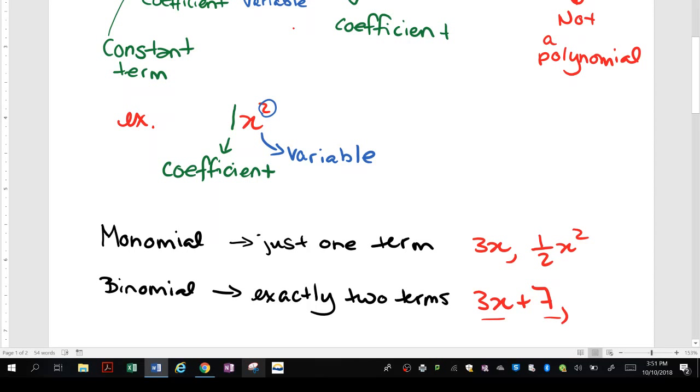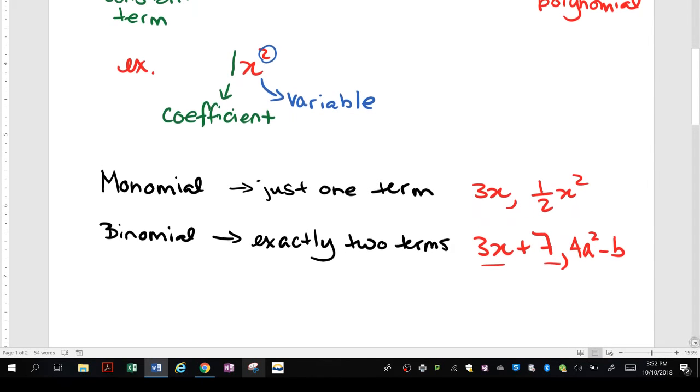So another example might be 4a squared minus b. In this example, we have two variables. We have a coefficient of 4 in front of our first variable a, and then we're subtracting another variable b. It is a coefficient of 1, but we never write that 1. Those are binomials.